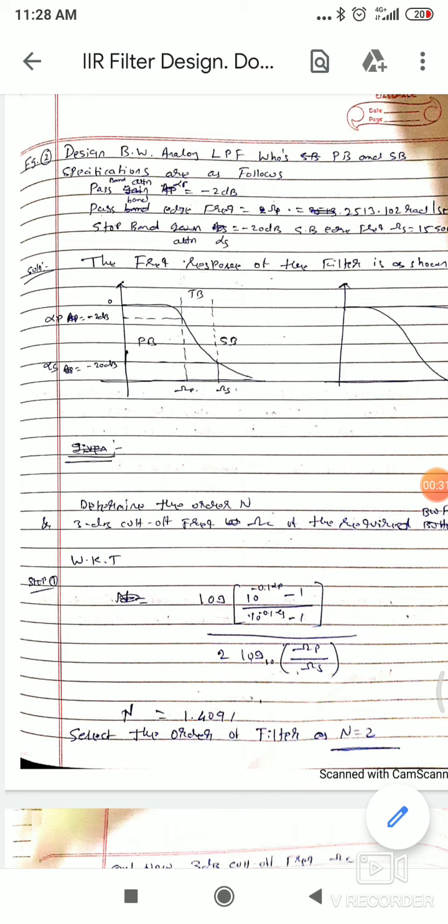follows. Pass band attenuation alpha p is given as minus 2 dB. Pass band edge frequency omega p is given as 2513.102 radians per second. Stop band attenuation alpha s is given as minus 20 dB, and stop band edge frequency omega s is given as 15506.08 radians per second.